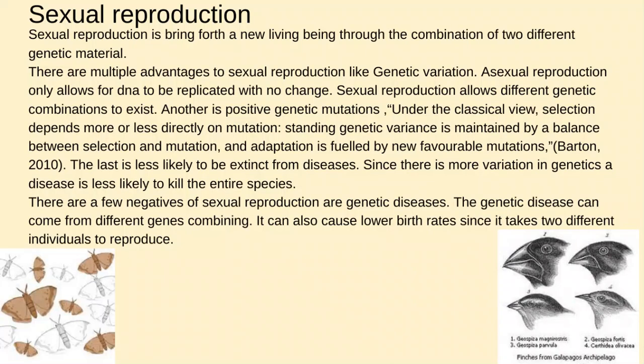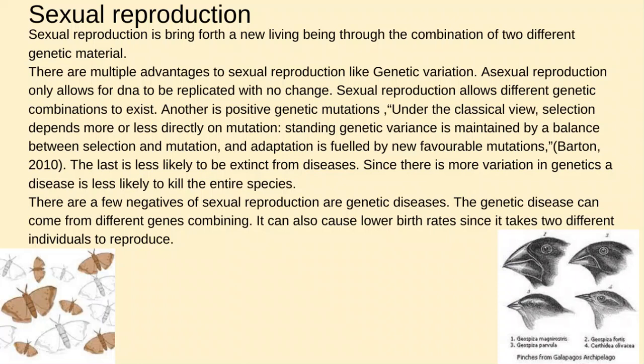Sexual reproduction. Sexual reproduction is bringing forth a new living being through the combination of two different genetic materials. There are multiple advantages to sexual reproduction, like genetic variation. Asexual reproduction only allows for DNA to be replicated with no change. Sexual reproduction allows different genetic combinations to exist.